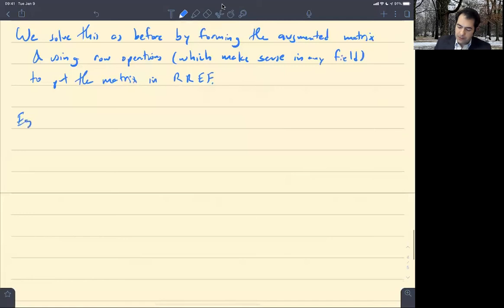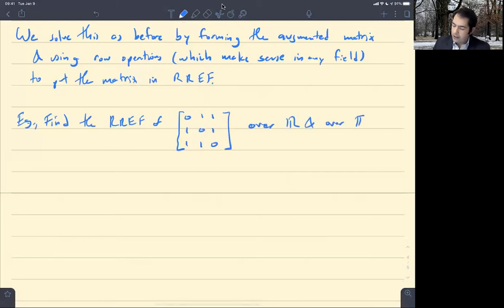Okay, so let's do an example. Let's say find the reduced row echelon form of the matrix 0, 1, 1, 1, 0, 1, 1, 1, 0 over R and over F2, right? So a matrix is just this rectangle full of numbers. So look at this matrix. It only has the numbers 0 and 1. So it might be a matrix with the real numbers, or it might be a matrix with coefficients in F2. In fact, it could be over the complex numbers or over the rational numbers. So let's just consider these two cases, the real numbers or F2, and see what the reduced row echelon form is.